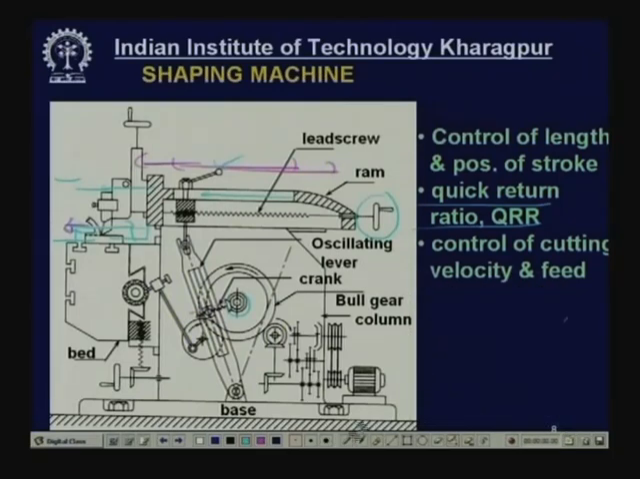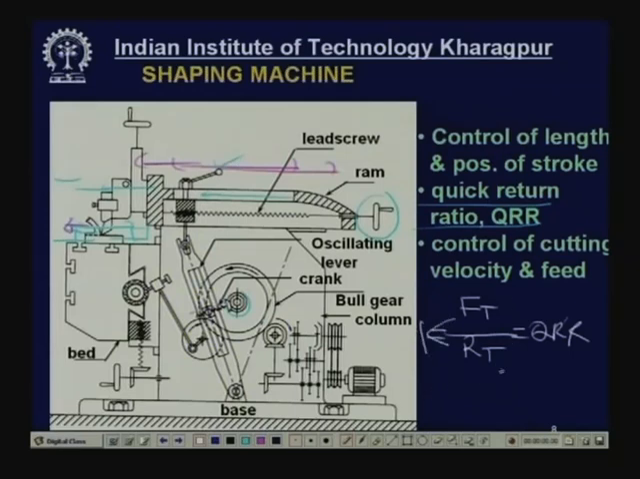Quick return ratio is forward time divided by return time. Return time is faster. This is called quick return ratio. This will be greater than 1.